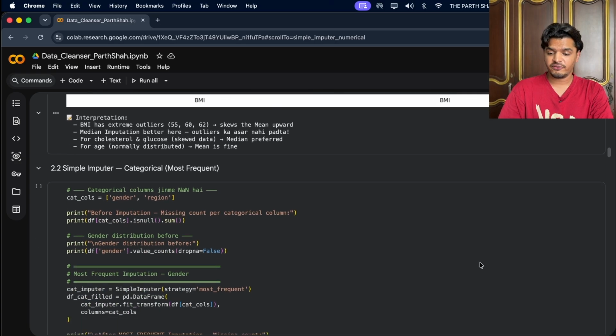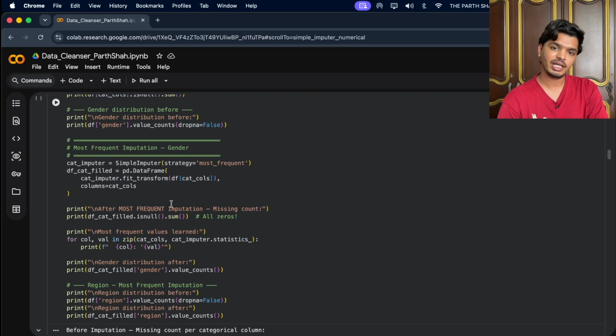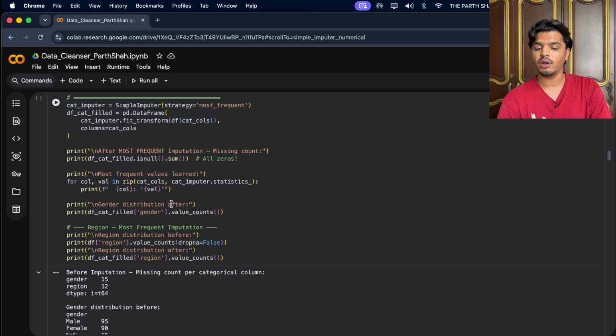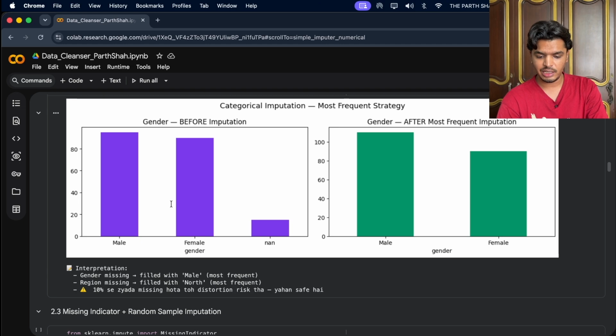Moving forward, for categorical columns like gender and region, mean and median have no meaning. So I used strategy equals most_frequent, which fills the missing values with the mode, the most commonly occurring category. Through that, the imputer learned that male is the most frequent gender and north is the most frequent region. So all 15 missing gender values were filled with male and all 15 missing regions with north. The bar chart clearly shows that after imputation, the None bar disappears and the male count increases. Since only 7.5% was missing, the distortion is minimal and acceptable.